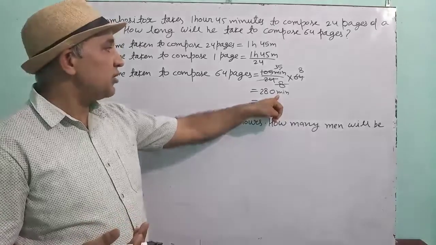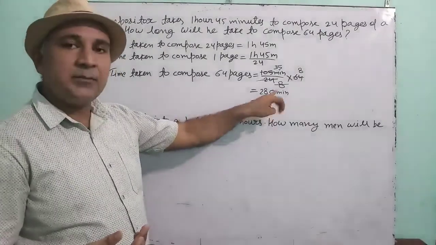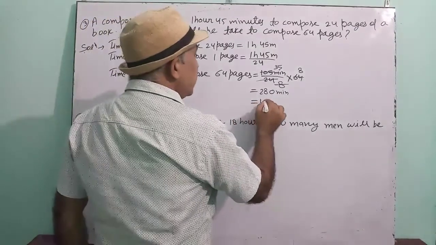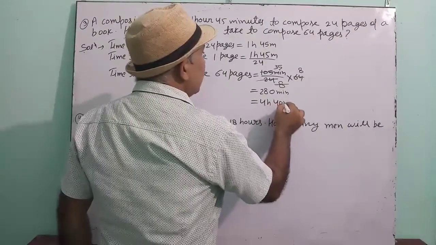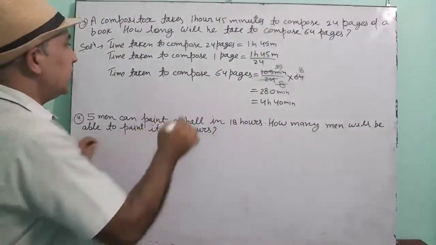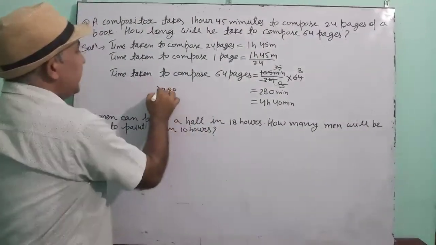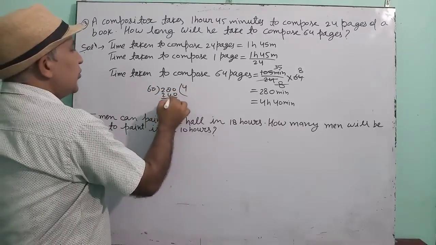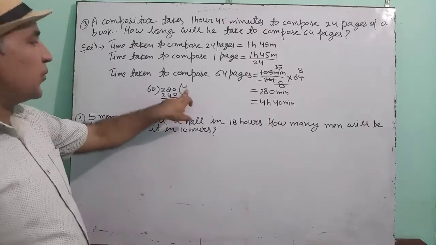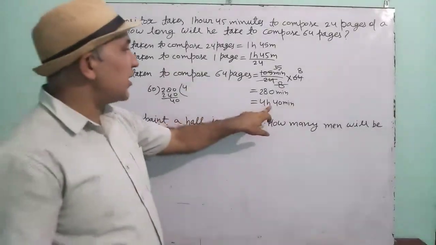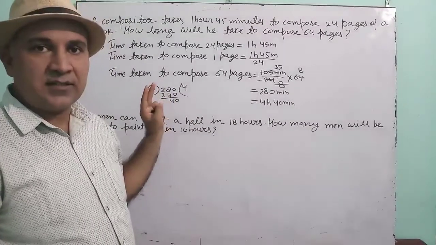60 minutes is equal to 1 hour. Then 280 minutes is equal to how many? 6 4s are 24. That means 4 hours 40 minutes. Is this understood? This 280 is divided by 60. 6 4s are 240. So this 4 is the hour, this 40 remaining is the minute.